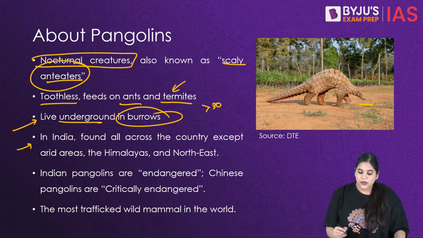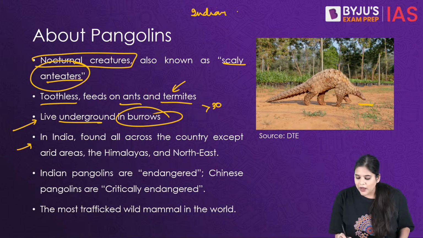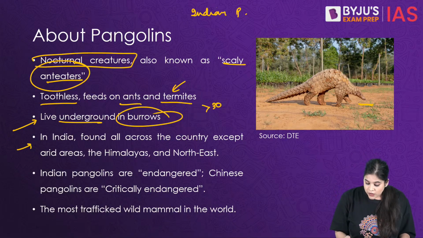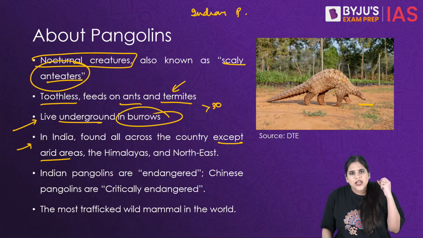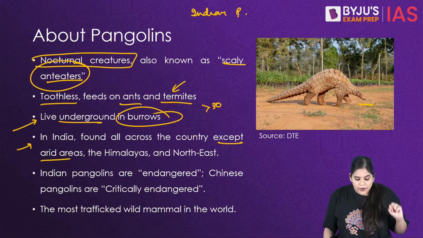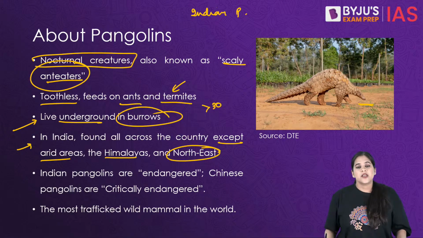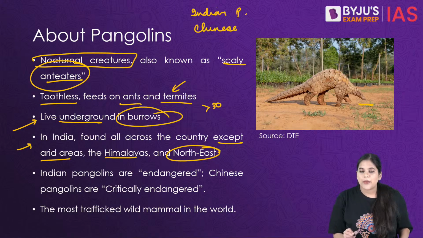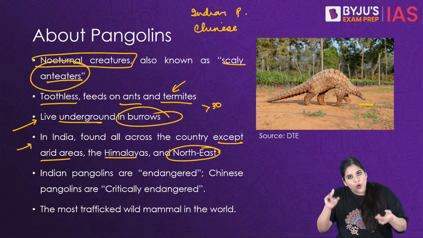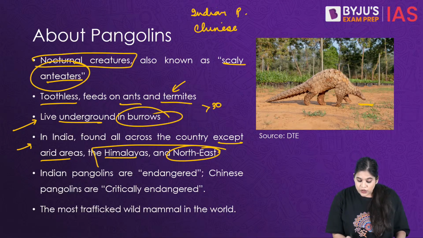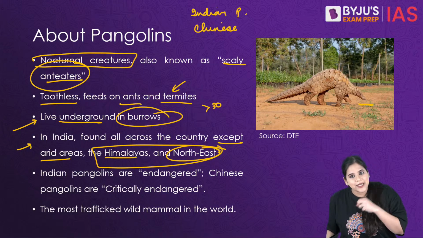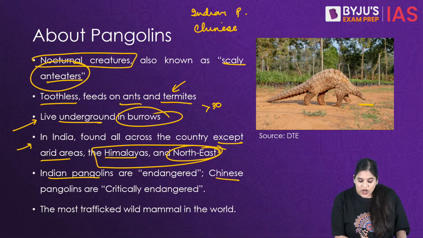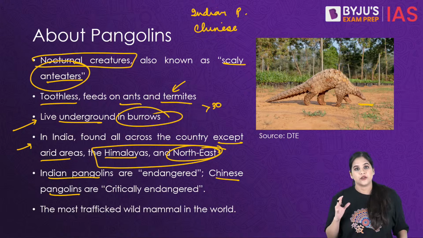Now in India, there is Indian pangolin. So Indian pangolin is widespread all across the country, except in extreme regions like the arid areas of the Western India, Himalayas and Northeast. Then there is another variety of pangolins known as Chinese pangolins. Now Chinese pangolins are also found in India in these regions, in Himalayas and in Northeastern India. Okay. So the Indian pangolins are endangered, whereas the Chinese pangolins are critically endangered.